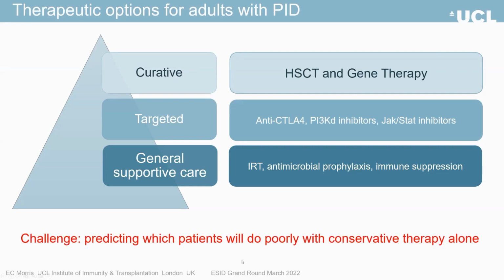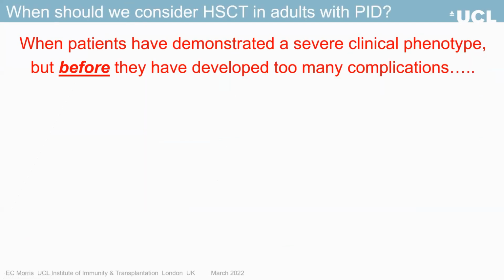So the challenge for all of us is predicting which patients will do poorly with conservative or targeted therapy alone. And when is the right time to refer someone for a transplant, and when is the time to first start thinking about it and to discuss it with the patient? And it's a rather flippant answer here, but when patients have just demonstrated a severe clinical phenotype, but actually we need to get them before they've developed too many complications.